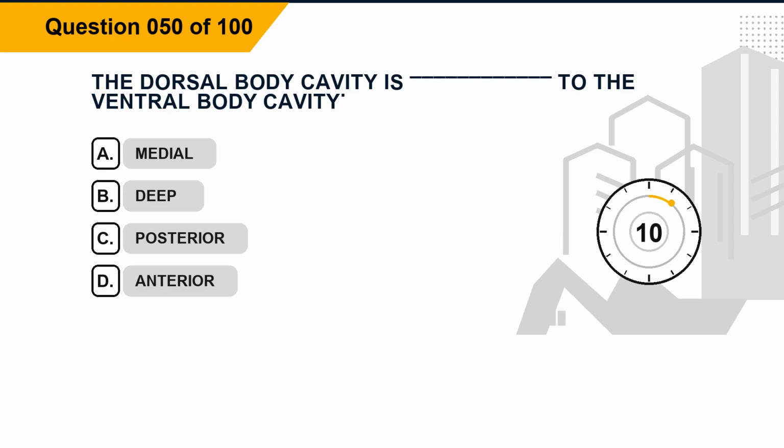Question 50. The dorsal body cavity is blank to the ventral body cavity. Option A, medial. Option B, deep.